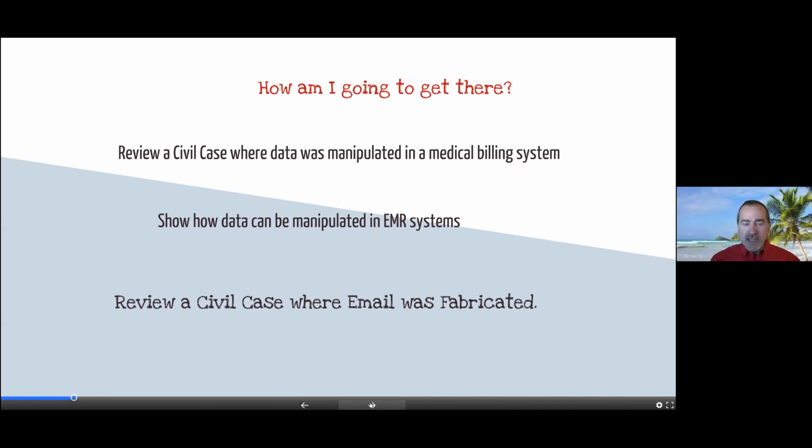And then we're going to look at a case, if we have time, and somebody can keep me on time. We can review a case where email was fabricated. We'll talk about how that looks as well.